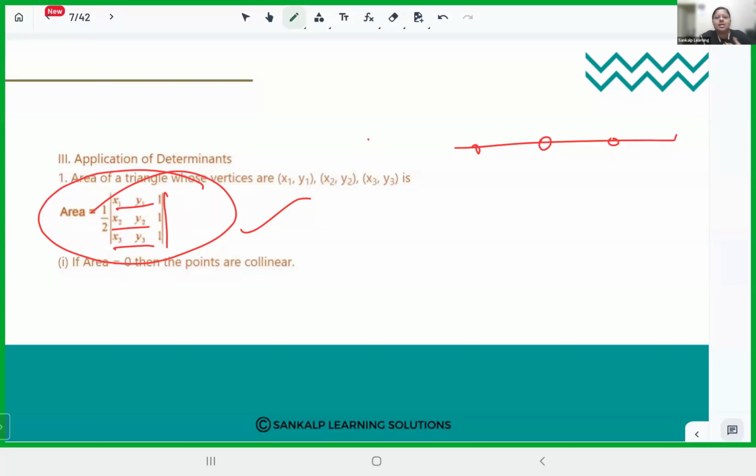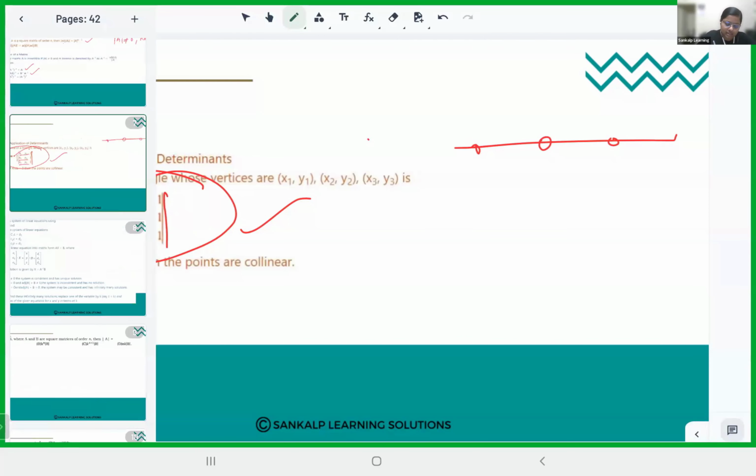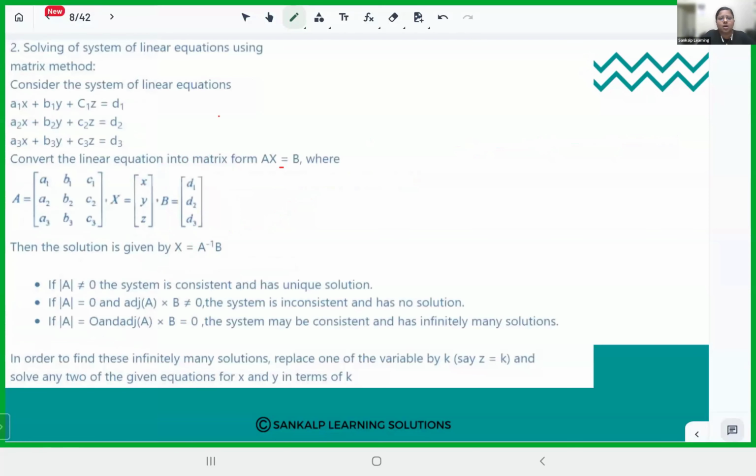The points lying in the same line are known as collinear. So if the area of a triangle is 0, we can conclude that the points are collinear. All right, now we are moving on to the next application, that is solving the system of linear equations. We can solve the system of linear equations using the matrix method. That is given here.